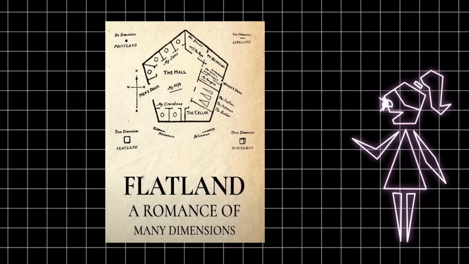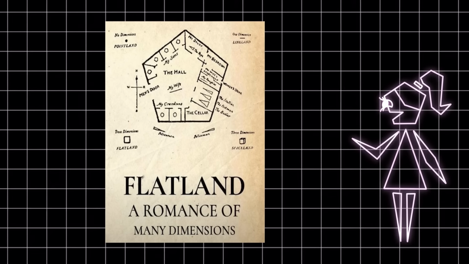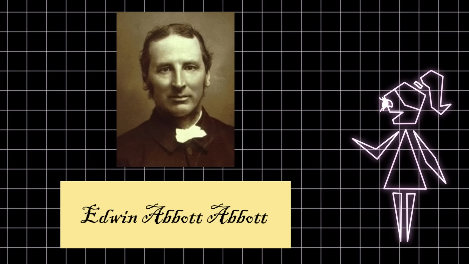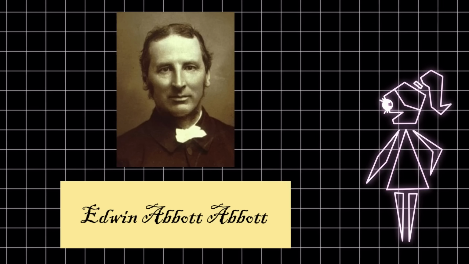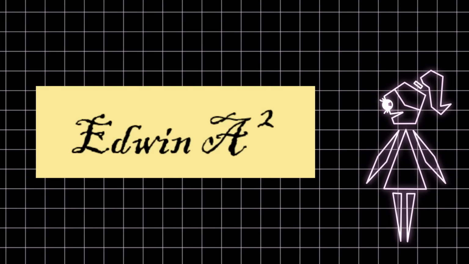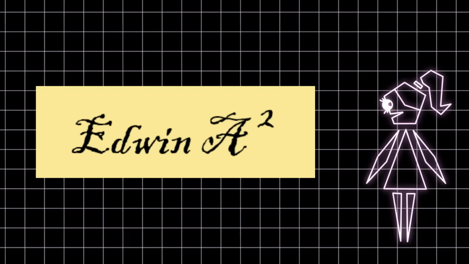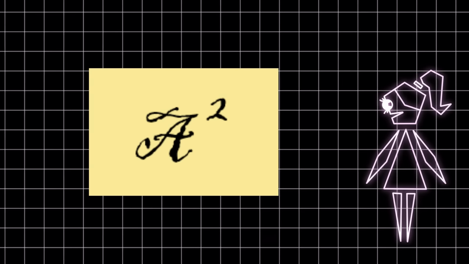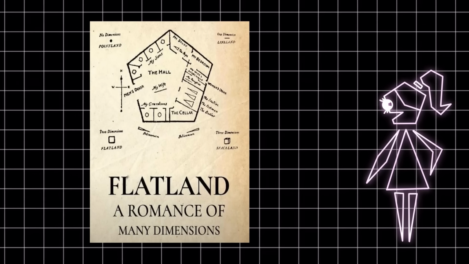Alright, so Flatland, A Romance of Many Dimensions, is a novella written in 1884 by mathematician and theologian Edwin Abbott. Yeah, you heard that right, two Abbotts. I wonder if he ever called himself Edwin Abbott squared or Edwin A squared. I'm not so sure about that second one, but you know who is called A Square? Well, Square. The main character of Flatland, so let's get into that.